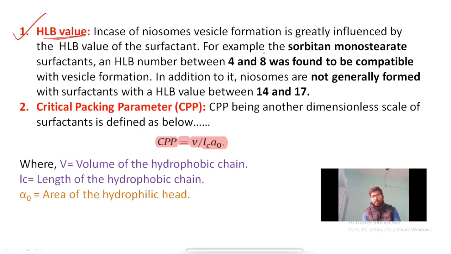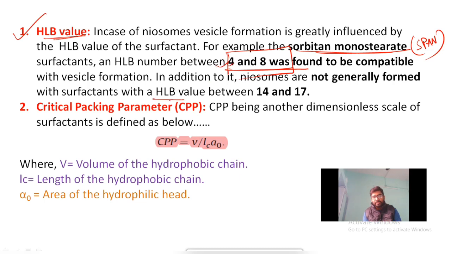And in different experiments it has been found that sorbitan monostearate, commonly known as Span, has an HLB value of 4 to 8, which is actually good for Niosome formation. If you are using Span to form Niosome, then an HLB value of 4 to 8 is good for Niosome formation.